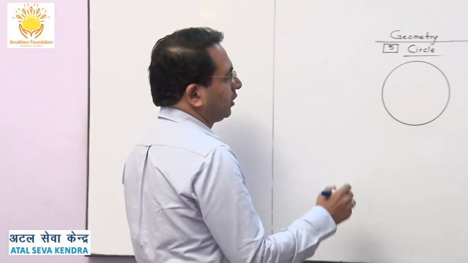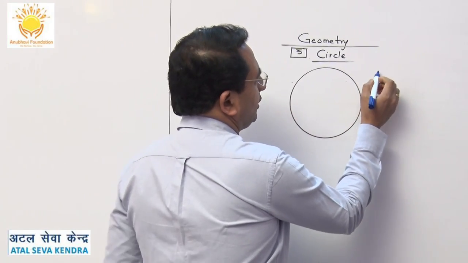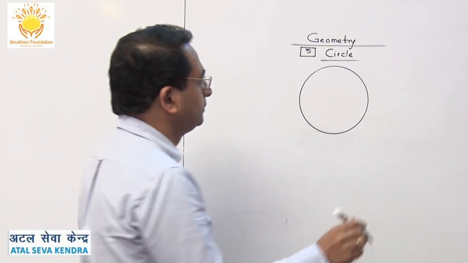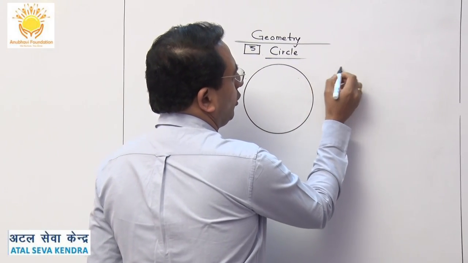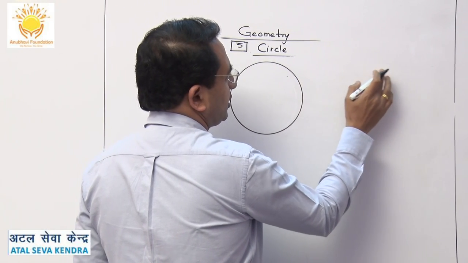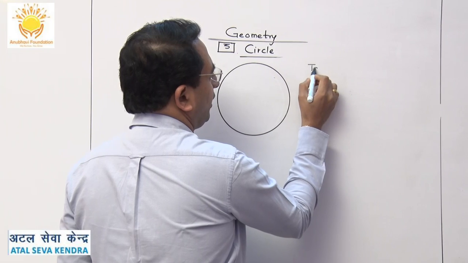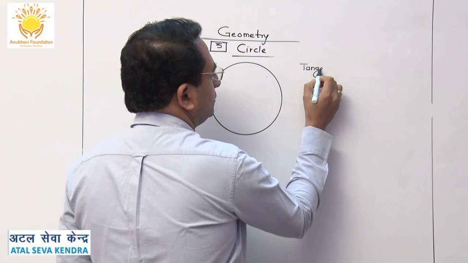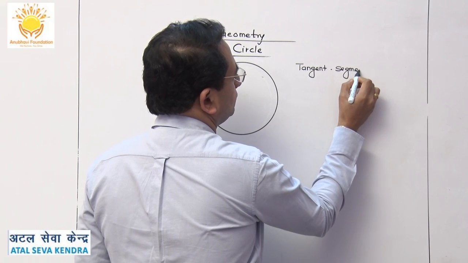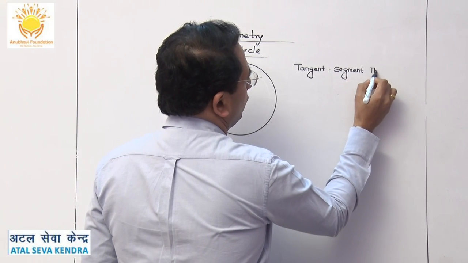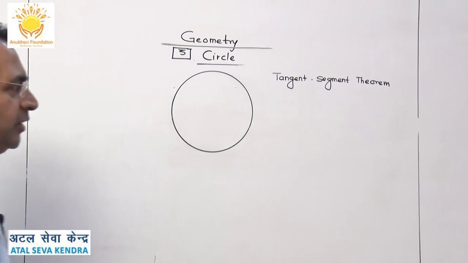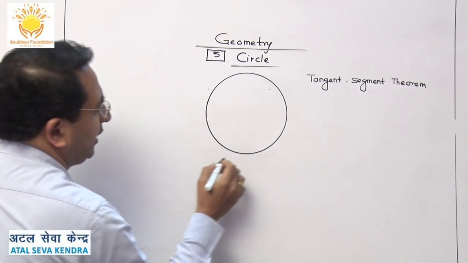We will take one more connected thing here. Just before this, we have taken property of internal division of chords. Then we have seen property of external division of chords. Now we are having tangent segment theorem. Now what do you mean by this? This theorem is not going to be there, but it is having just property applicable.